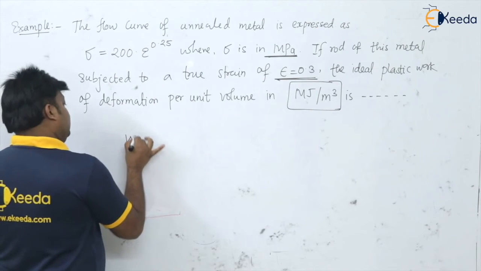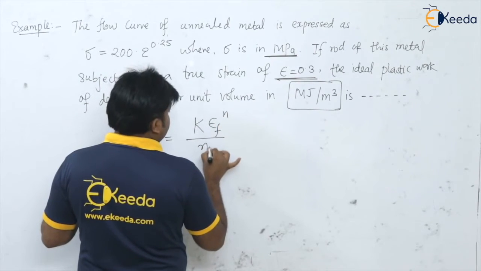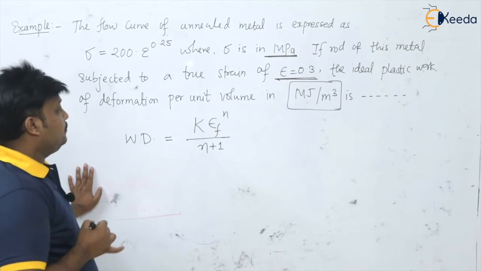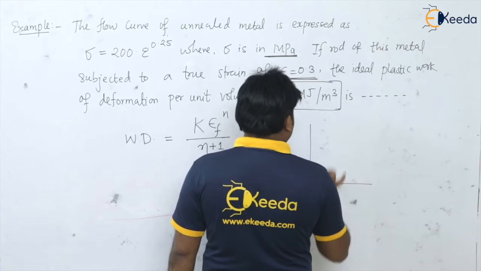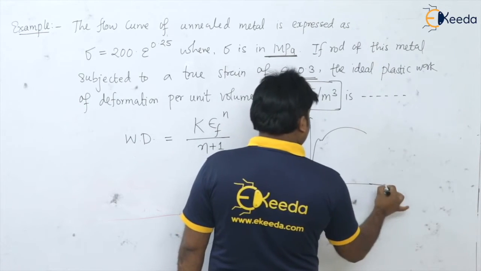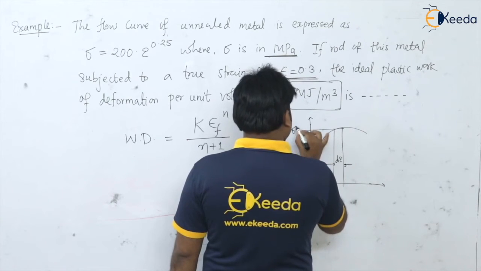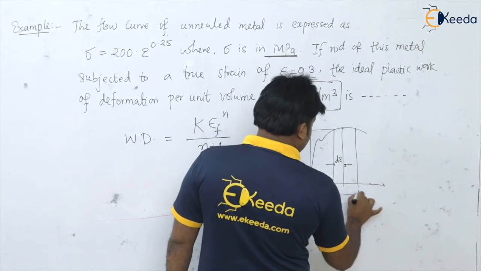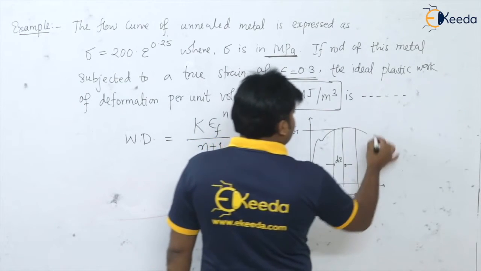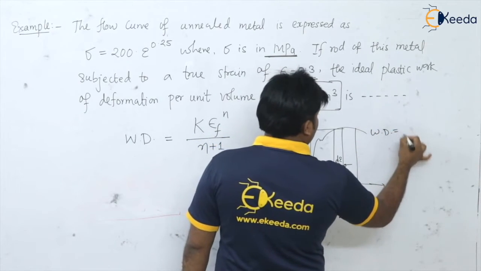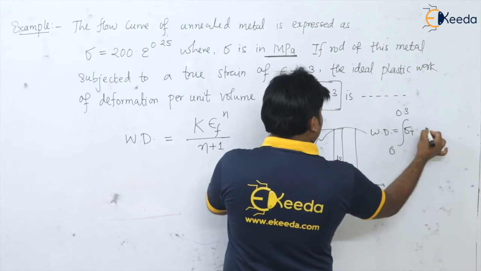So what is the work done? We know, just now we calculated, it is K epsilon f to the power n plus 1 divided by n plus 1, isn't it? This is the work done in the deformation. We have seen that this is nothing but the area under the stress strain curve. If I take an elemental strip of thickness d epsilon with sigma t as the stress, the strain goes from 0 to epsilon f, which is 0.3. So the work done will be equal to the integral from 0 to 0.3 of sigma t into d epsilon.